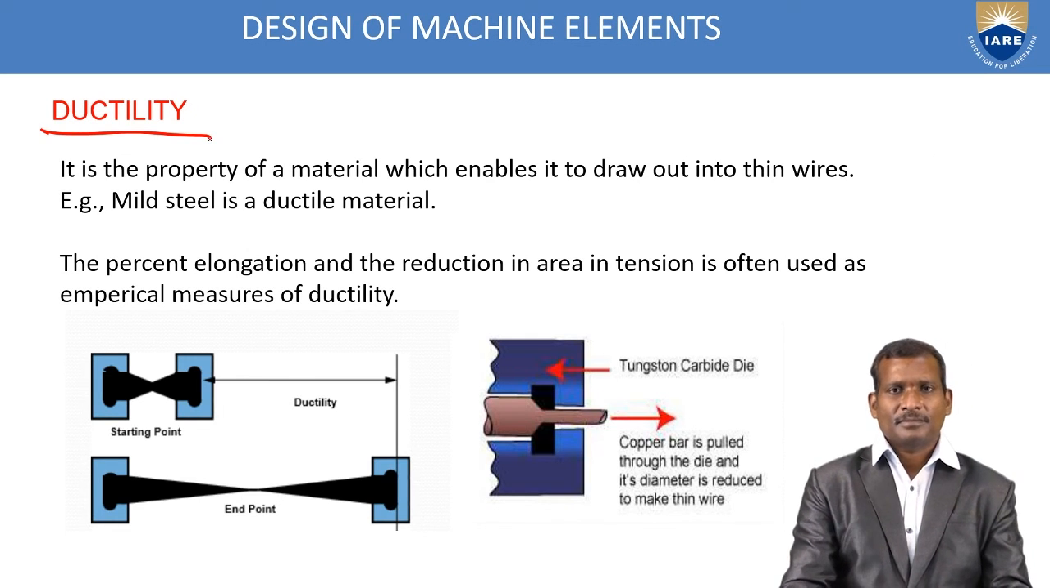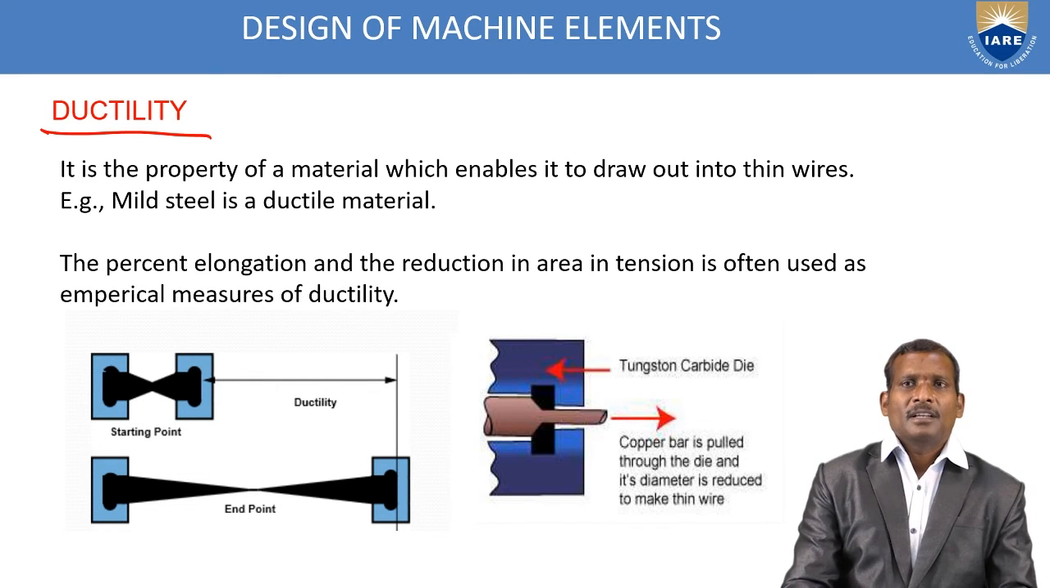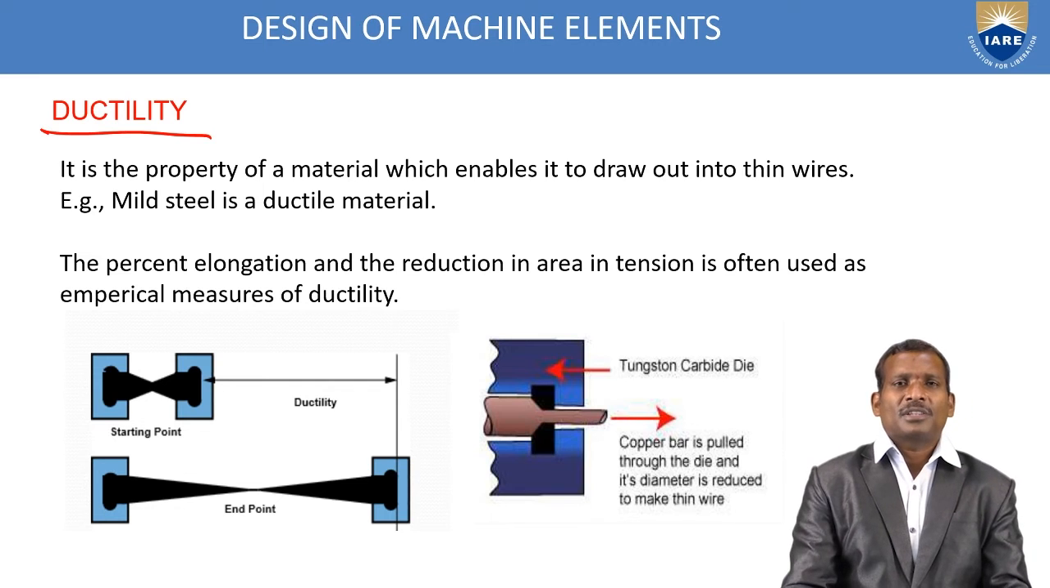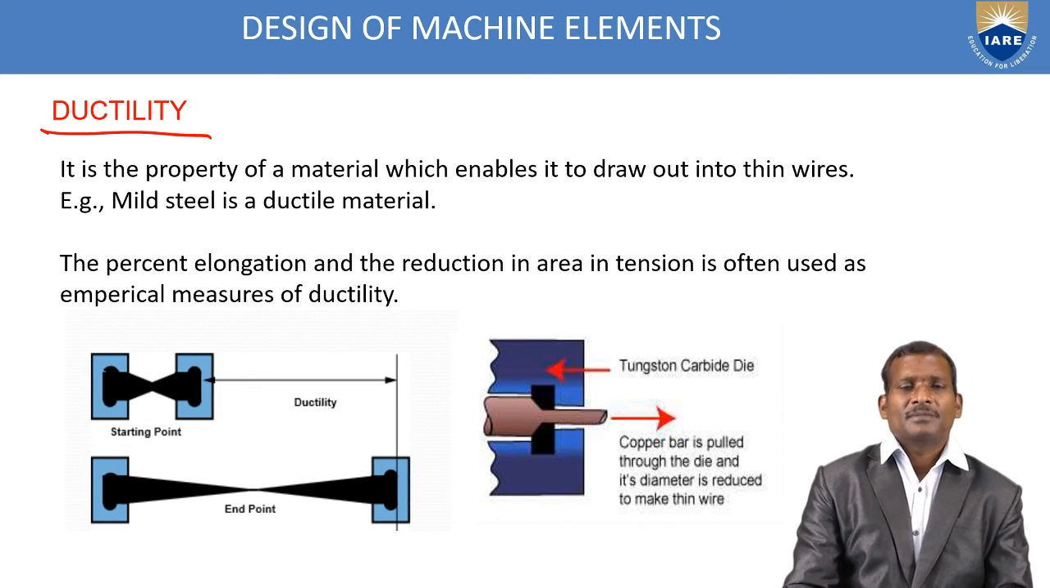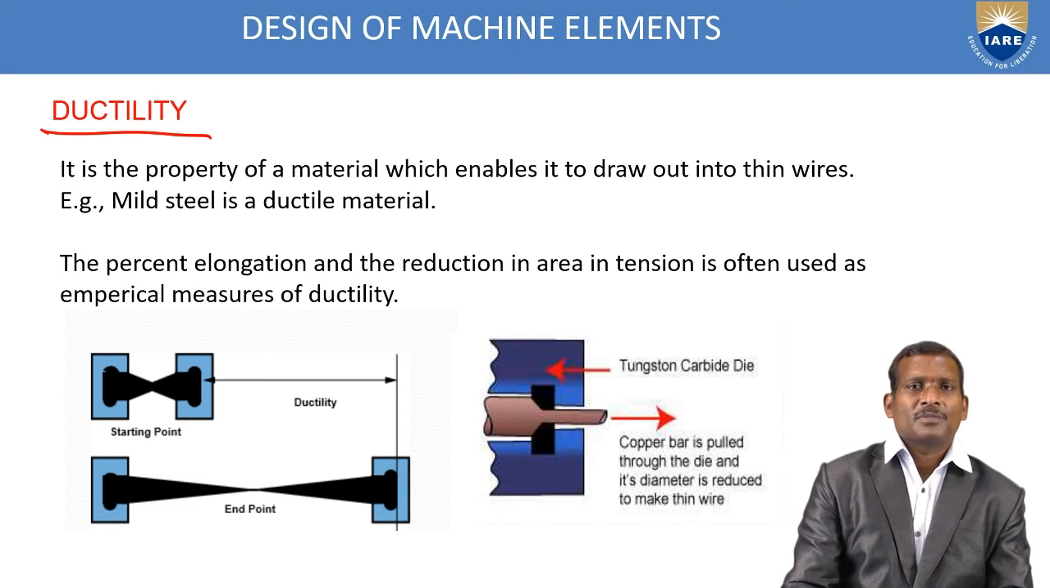Next one is ductility. It is the property of a material which enables it to be drawn out into thin wires. For example, mild steel is a ductile material. You can draw the mild steel into thin wires by applying forces. The percent of elongation and the reduction in area in tension are often used as empirical measures of ductility. You can measure how much percentage of elongation occurs and how much reduction of area.